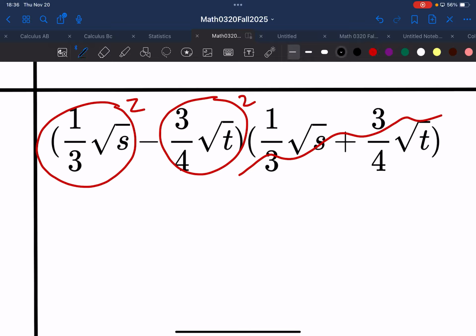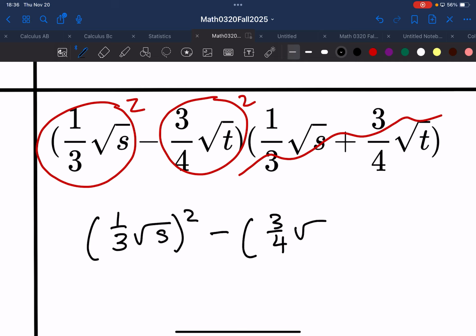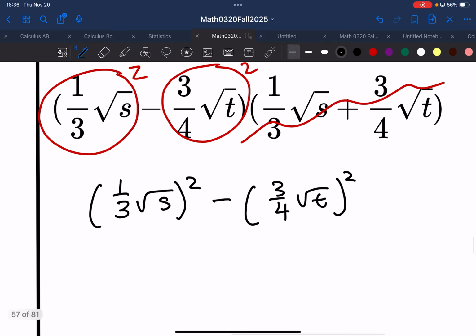So if we're doing that, 1/3 square root of s squared minus 3/4 square root of t squared, we know that we have to give that square to the coefficient as well. So we're going to have to square the 1/3. So 1/3 squared. And then what happens to the square root and the square for the s?